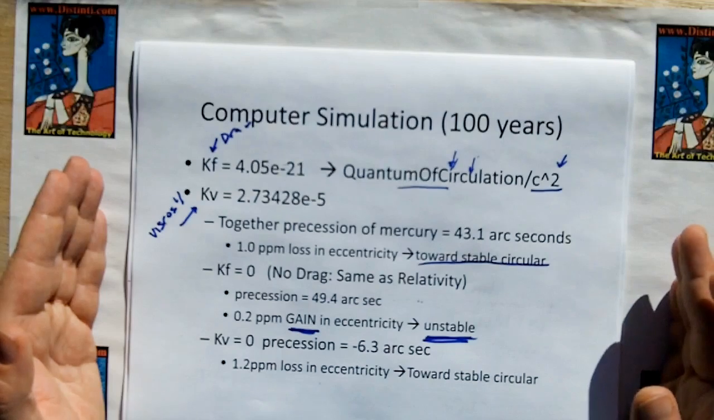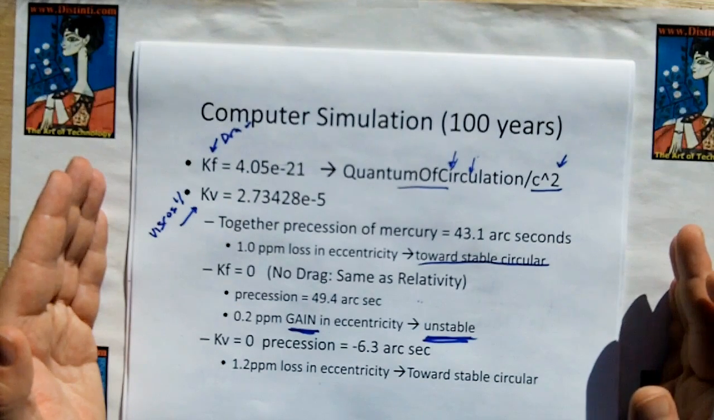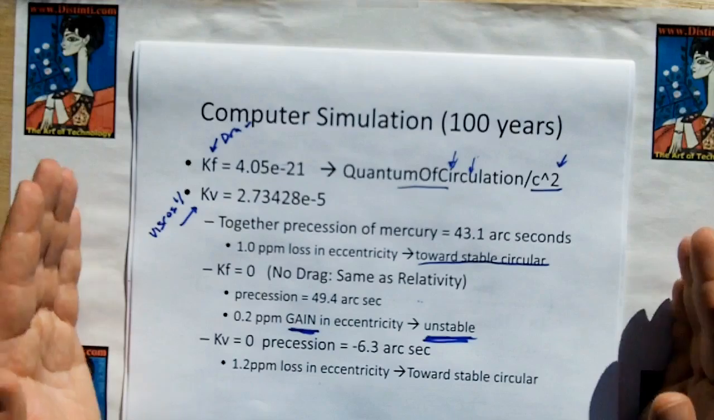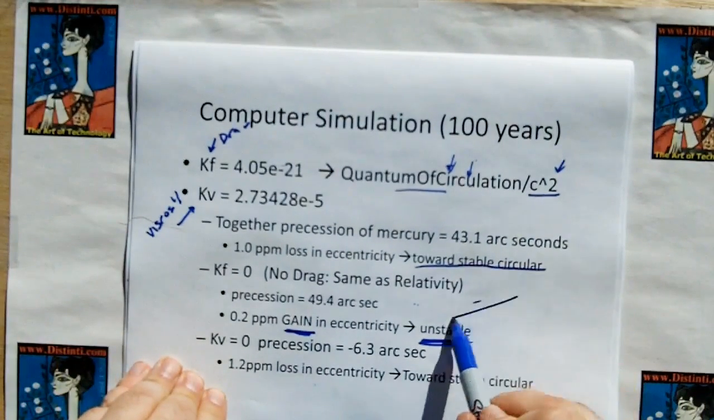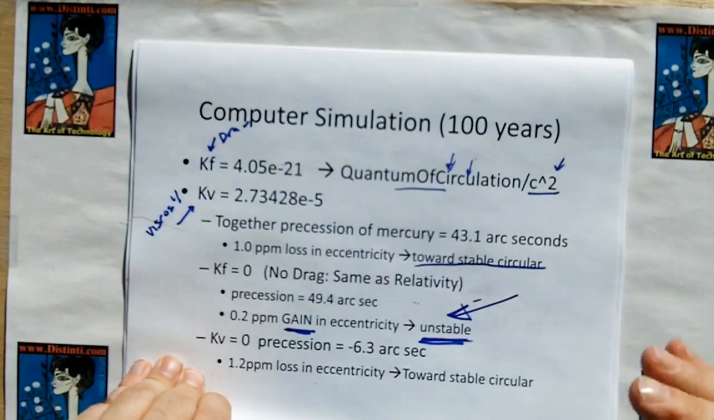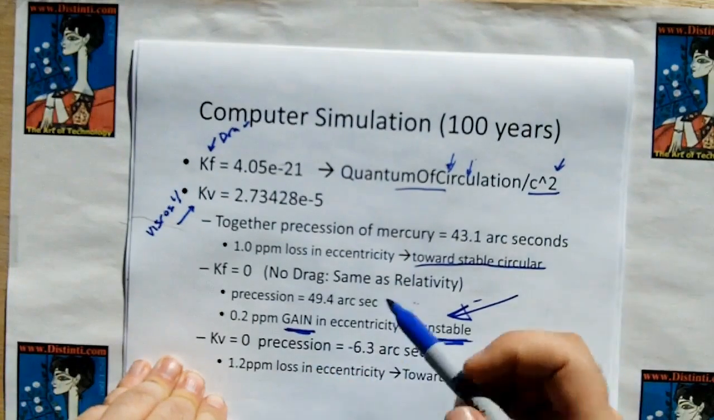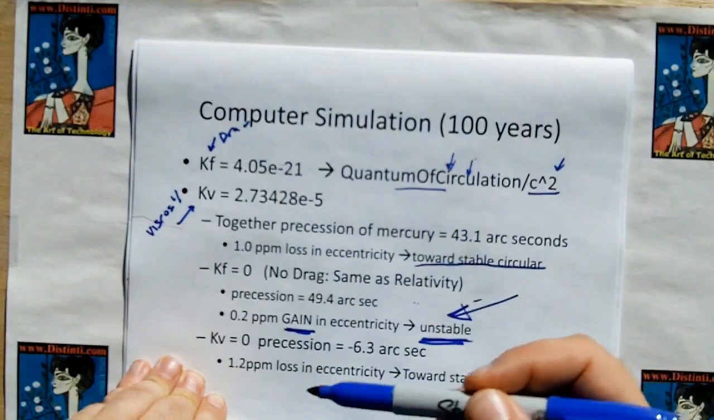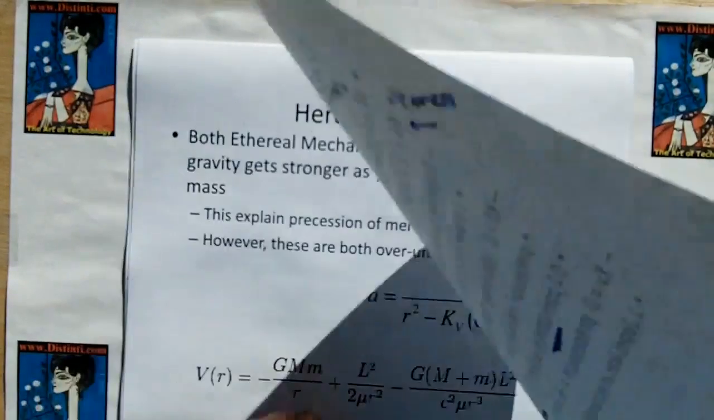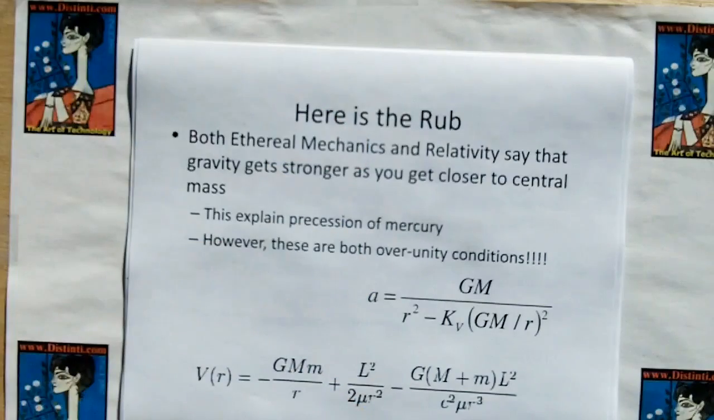How long, I don't know, but they should not be having nice stable circular orbits. Any wobble in their orbits would be magnified, and these planets would eventually be thrown off. Galaxies wouldn't have a nice simple rotation. They'd be thrown, the galaxies would be diverging. So relativity is unstable. It has overunity. You need the drag. And the cool thing about ethereal mechanics is the drag gives us both the precession and the drag. It gives us the energy, but it takes it back in the form of drag.